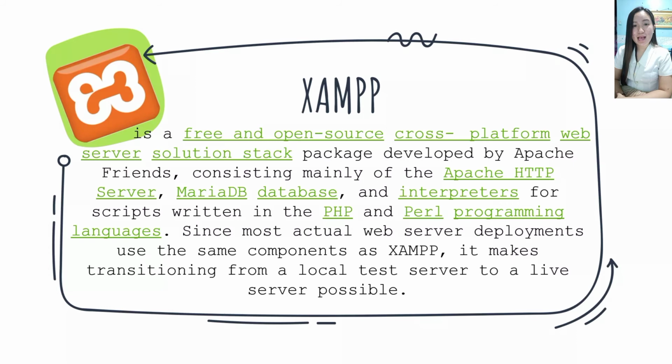We use XAMPP as our network to make this system. XAMPP is a free and open source cross-platform web server solution stack package developed by Apache Friends, consisting mainly of the Apache HTTP server, MariaDB database, and interpreters for scripts written in the PHP and Perl programming languages. Since most actual web server deployments use the same components as XAMPP, it makes transitioning from a local test server to a live server possible.